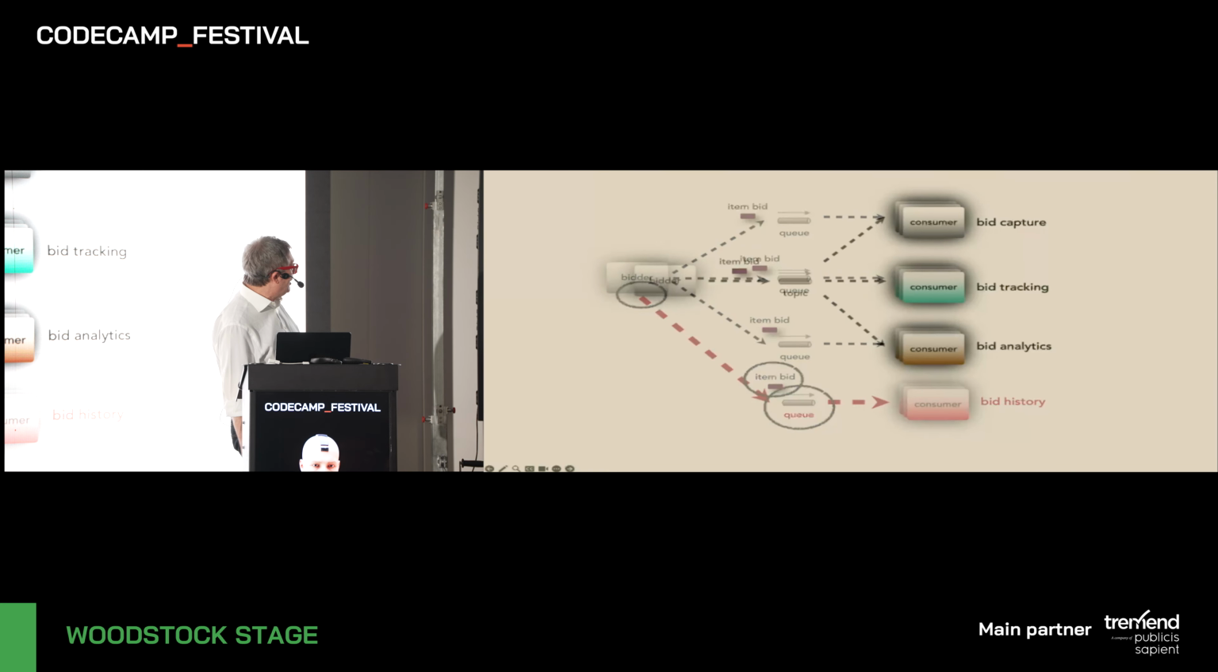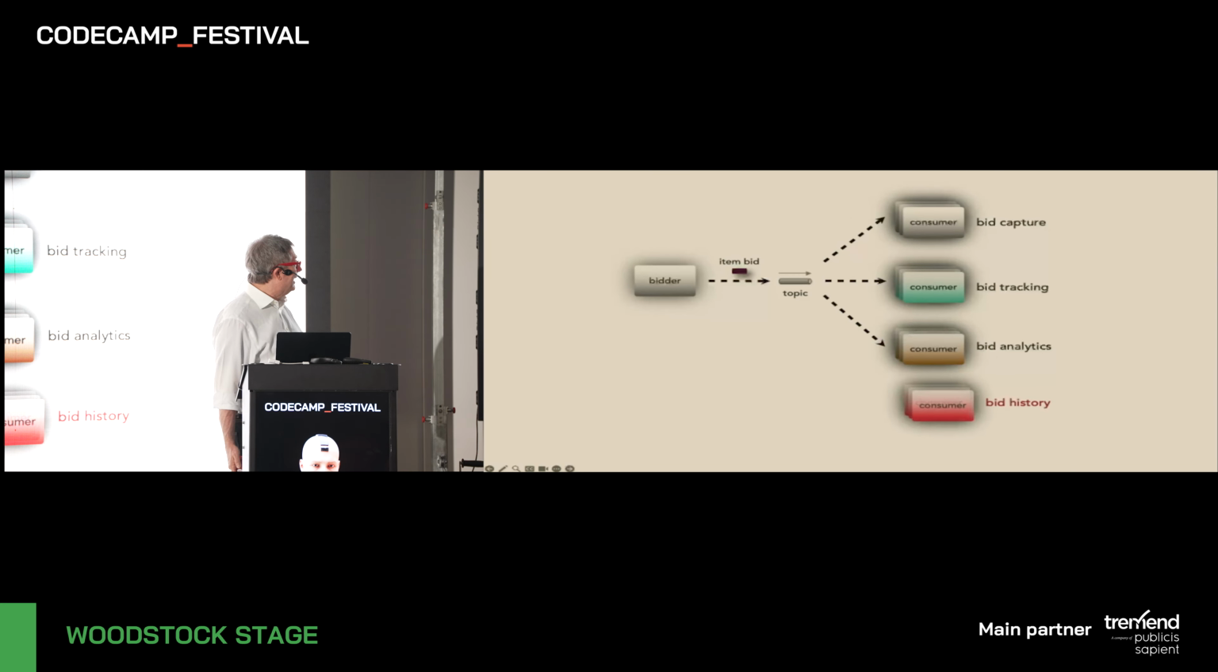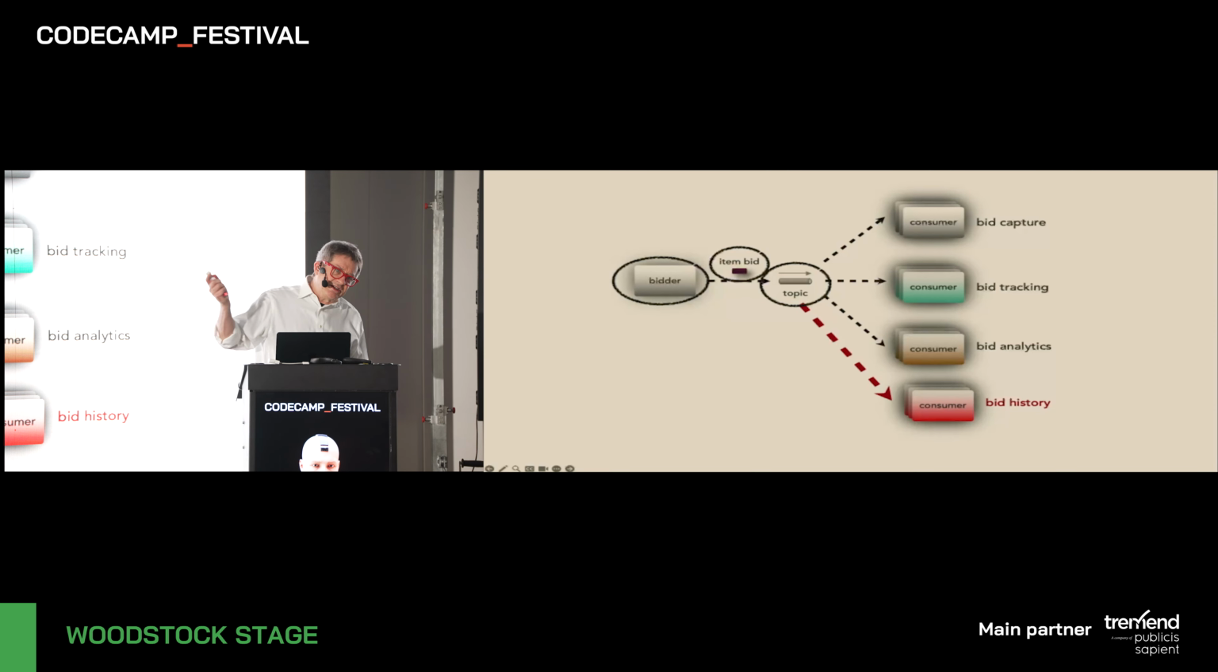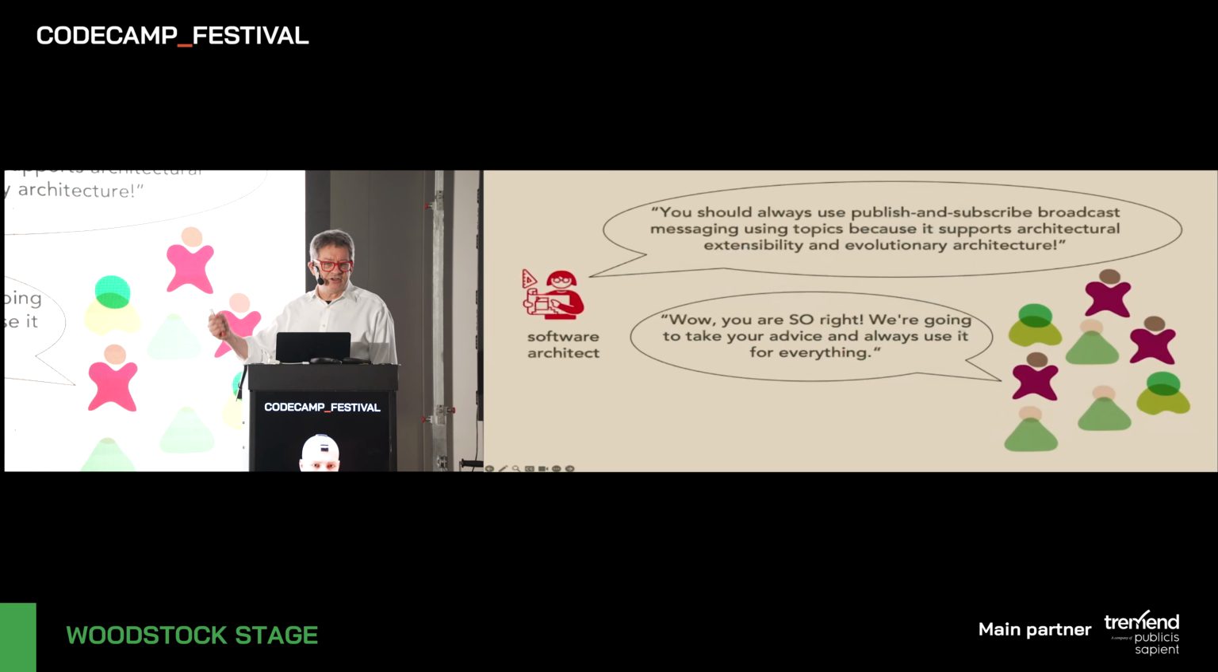If I'm just using topics, on the other hand, and I need to add a new consumer, I just subscribe to that topic. I don't have to change the topic. I don't have to change the bidder. I don't have to change anything about the contract. This is why I love topics so much in event-driven architectures, and all these developers are like, wow, you're right, that's awesome. We'll make that a best practice here in our organization and always do this.